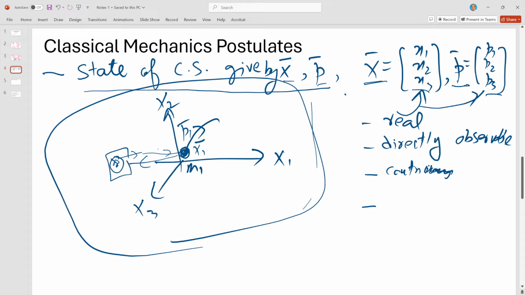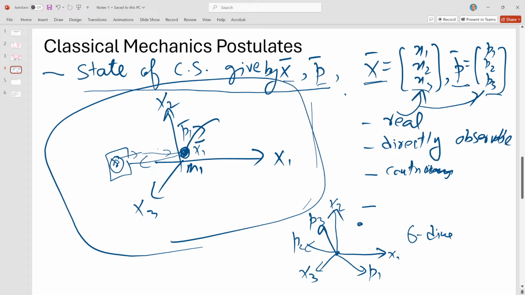And we can actually define a joint space for the particle, which is six dimensional. There are three dimensions for position and three dimensions for momentum. So a point in this space, which we can call phase space, describes the state of the system, and any finite value for the coordinates of this phase space are allowed states of the system.